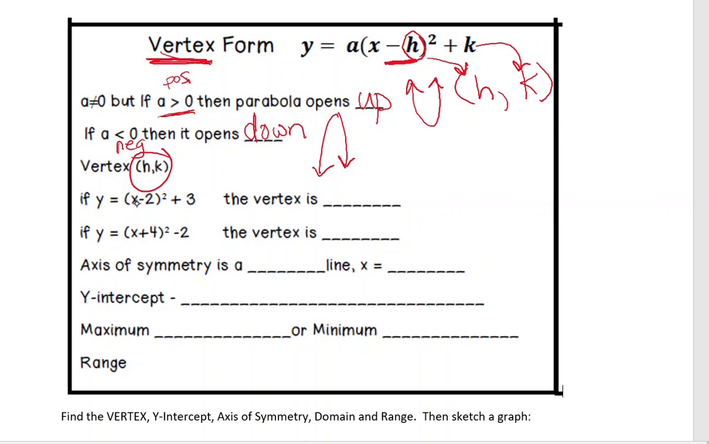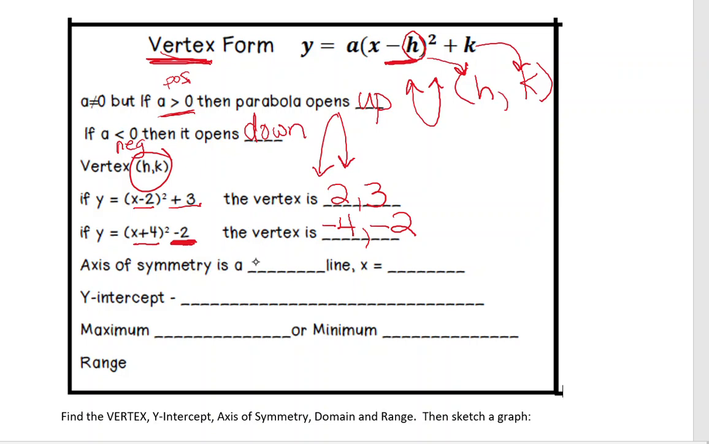So in this example, we see x minus 2, which means the x value of the vertex is positive 2, and the k value is 3, which means the y value of the vertex is 3. And in this example, we see x plus 4, which means the x value of the vertex is negative 4, and the y value of the vertex is exactly what we see for k, which is negative 2.